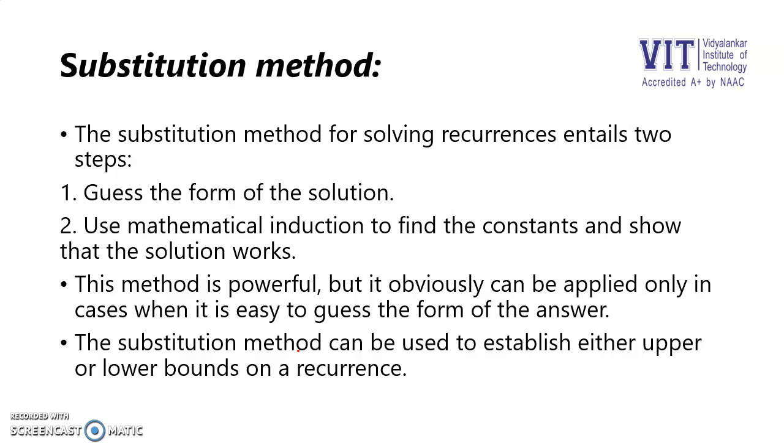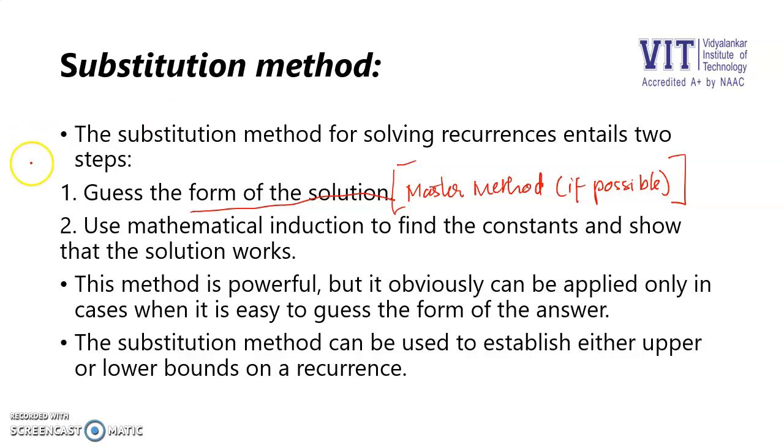Now, what happens in the substitution method? The first step is that you need to guess a solution. In the substitution method, we are supposed to first guess a solution for it. How will we guess the solution? We will make use of the master method if possible. If possible for a given recurrence relation, we can make use of the master method. The first step is we will guess a solution, and the second step is we will use mathematical induction to ensure that this solution works.